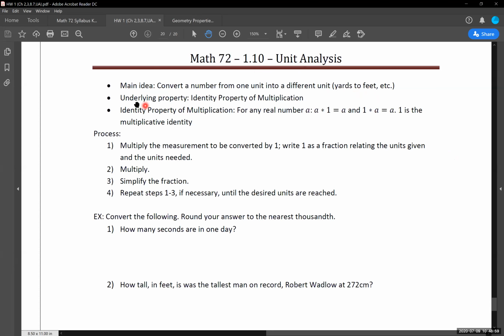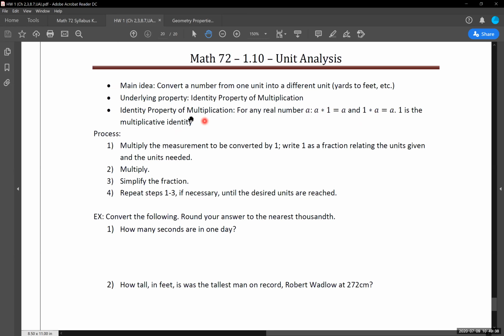So the underlying property that's making all of this happen is what's referred to as the identity property of multiplication. And what that tells us is that for any real number a, it can be any number you can think of, that a value times 1 is always going to be a. And then 1 times that a value is going to equal a all the time, where 1 is the multiplicative identity. So essentially what this means is I can take anything and I can kind of scale it up or down or anything like that, but as long as I multiply it by what is essentially 1, the value is going to stay the exact same.